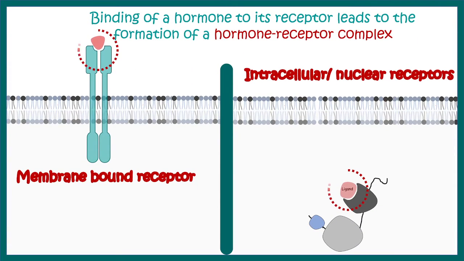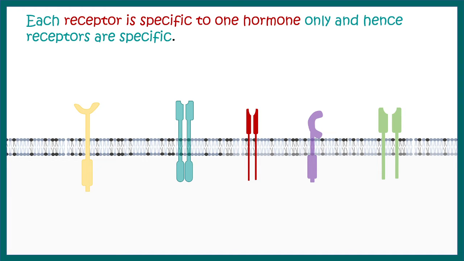Now, binding of the hormone to its receptor is a highly specific process, and it forms the hormone receptor complex. Be it intracellular receptor or be it membrane bound receptor, this is true for both the scenario. Each receptor is specific to one particular hormone. In this case, this blue receptor is specific to this red hormone, and other receptors are not specific to this hormone, and that's why they cannot bind to that. In short, the hormone and receptor interaction is highly specific.